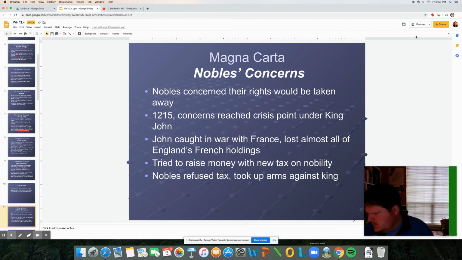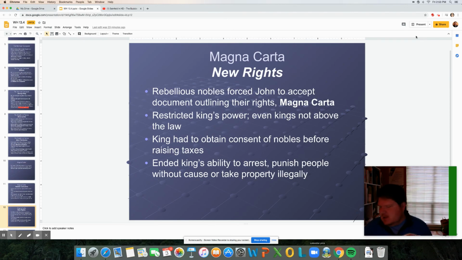Nobles didn't like this because they felt like they were paying for a war that they didn't want. And this is something that King John wanted. And so the nobles refused to pay it and took up arms against the king. And we see that they led a small rebellion. They went to John and forced him to sign a document outlining what is now known as the Magna Carta.